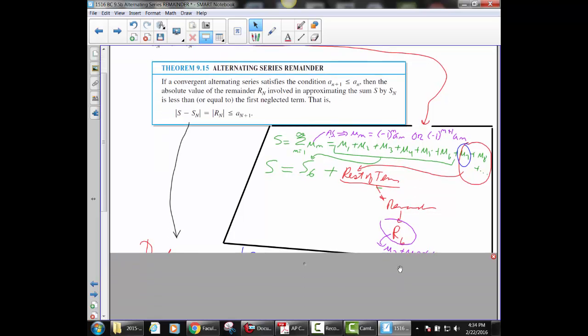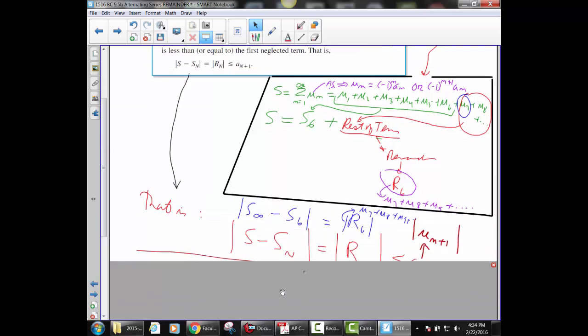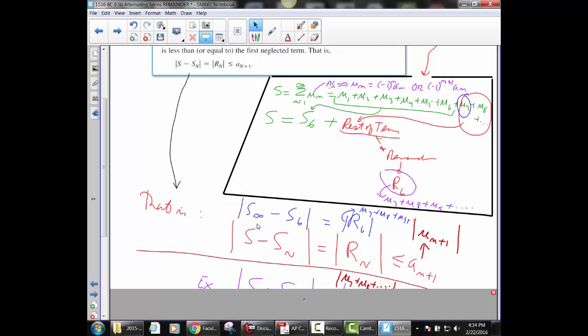The rest of those terms is what's called the remainder, and if you use the first 6 terms to approximate the series, then the remainder is called R6, and R6 actually represents the 7th term plus the 8th term plus the 9th term, etc. So what they're saying is that the sum of all the terms minus the sum of the first 6 terms, which is S minus Sn, the absolute value of that is equal to the absolute value of the remainder of the 6 terms, right? So if I take S minus S6, I'm left with R6.